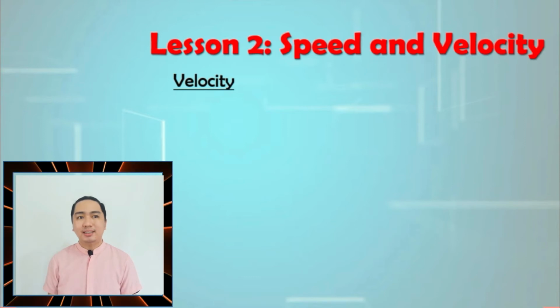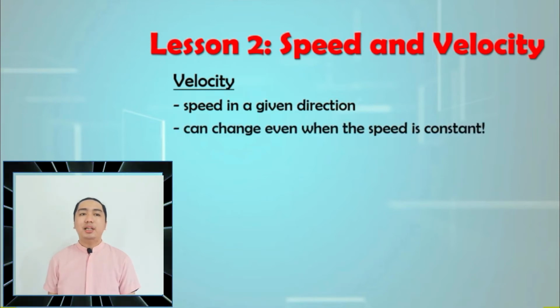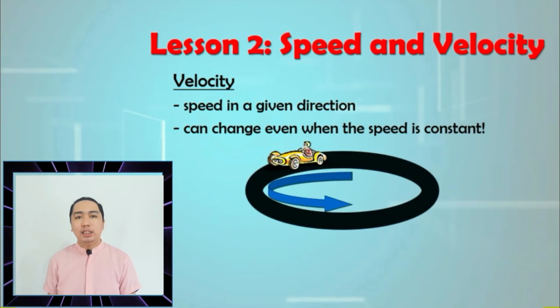If we say velocity, that is the speed in a given direction. It can also change even when the speed is constant. When there is a typhoon coming, a weather forecaster is always mentioning the velocity of the wind. This serves as a guide or warning to people, especially those living in coastal or low-lying areas.